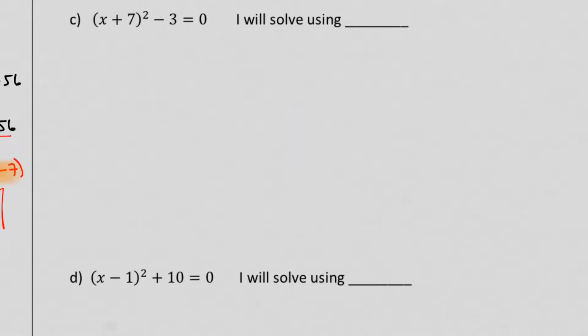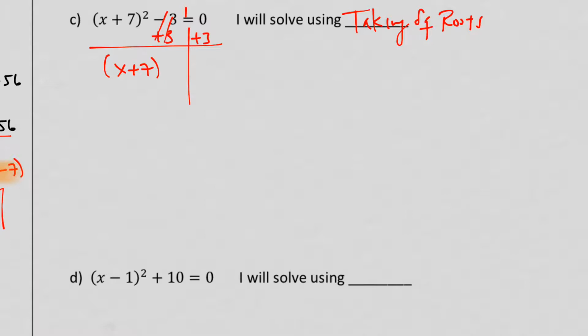Alright, 3c. Let's solve this quadratic. Now, if you look at 3c compared to the other two previous examples, this is not in standard form. So in this case, if I look at it carefully, I can actually solve this equation to get x by itself. So I'm going to solve this quadratic by taking square roots. So that means I'm going to just solve the equation. So first, I'm going to add 3 to both sides. So now I have x plus 7 squared equals 3.